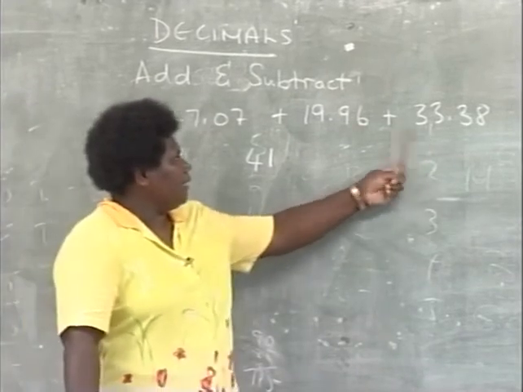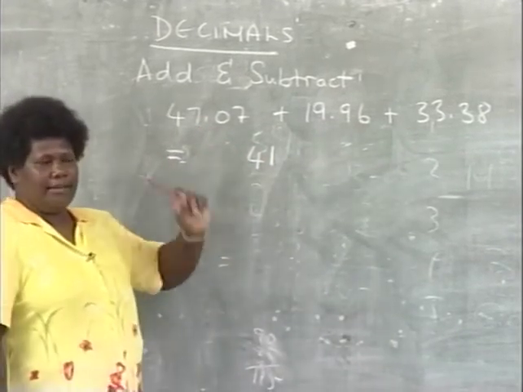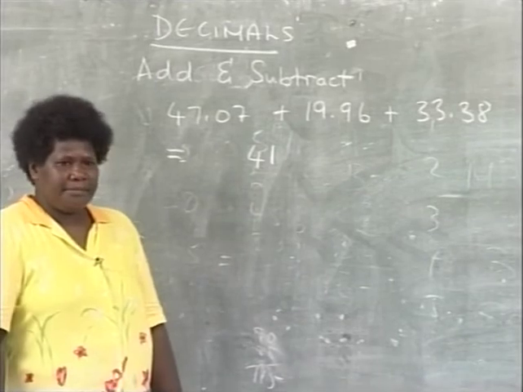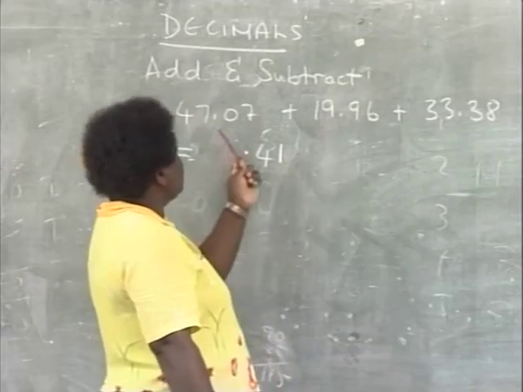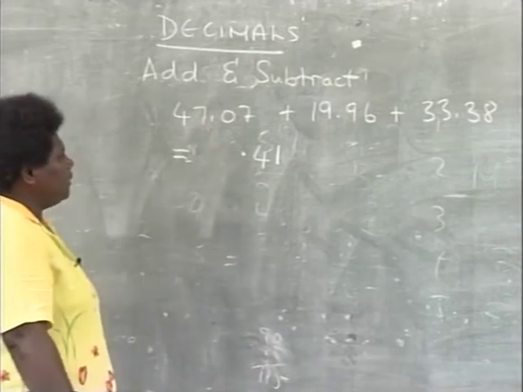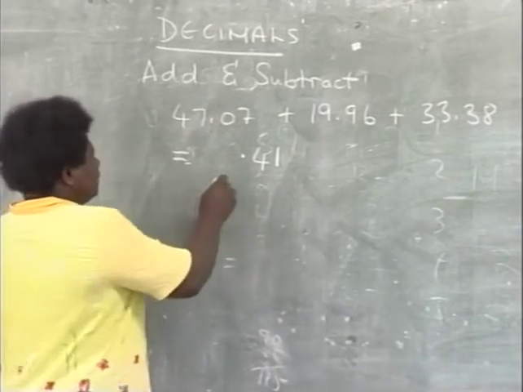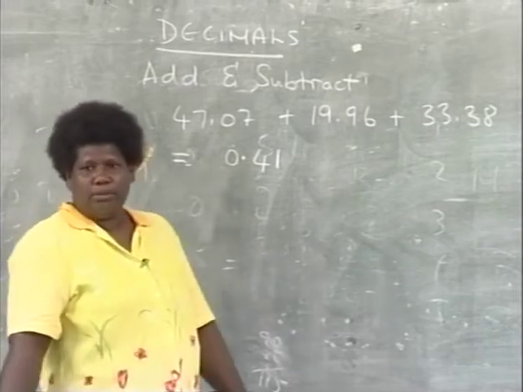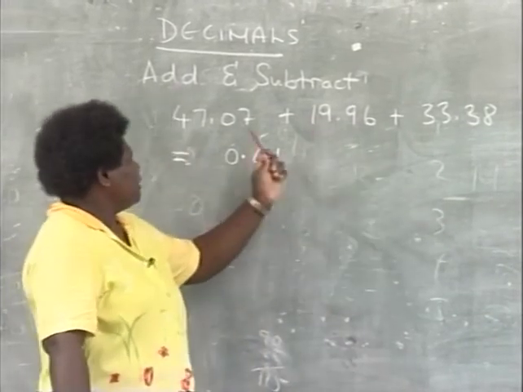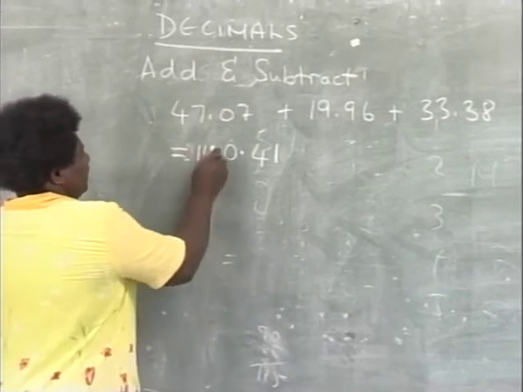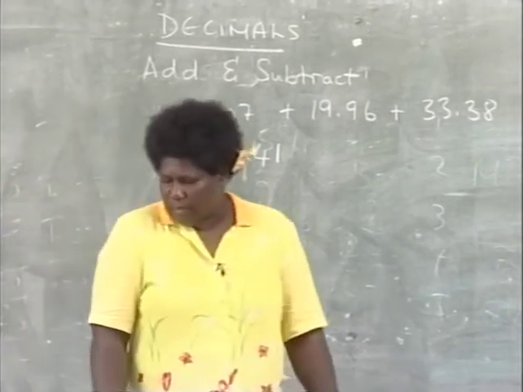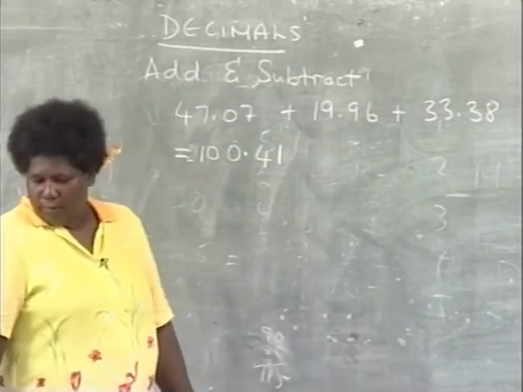Carry 1. 3 plus 9 plus 7. Gabriel? 19. 19 plus 1 will be 20. Am I right? Okay. We're carrying 2. 3 plus 1 is 4. 4 plus 4 is 8. Plus 2 will be 10. So the answer for A is 100.41.